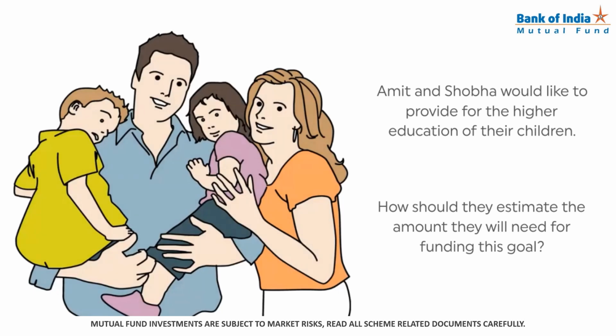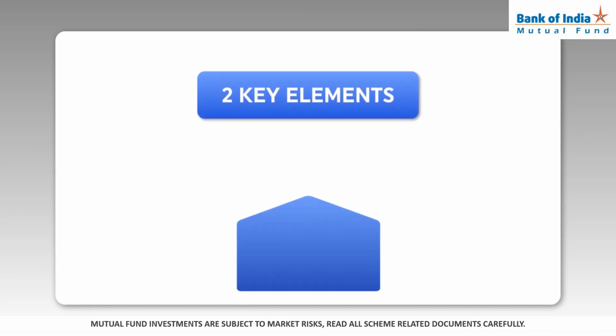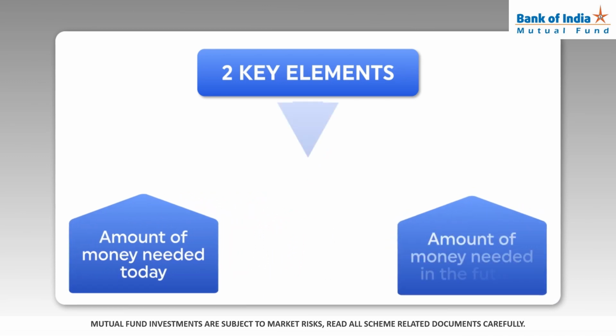Amit and Shobha have to make estimates of two key elements. The first is the amount of money they may need for each child's education. This can be estimated by looking at what higher education costs today. Then they have to estimate what the cost would be 15 years from now.